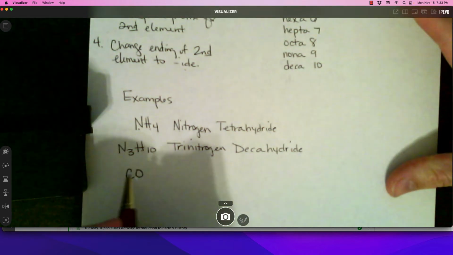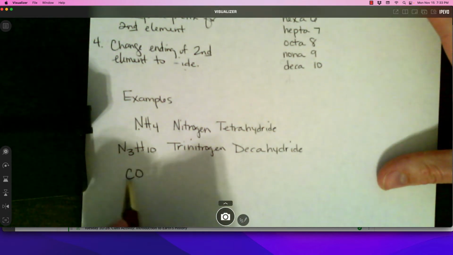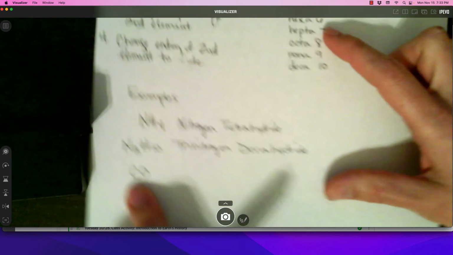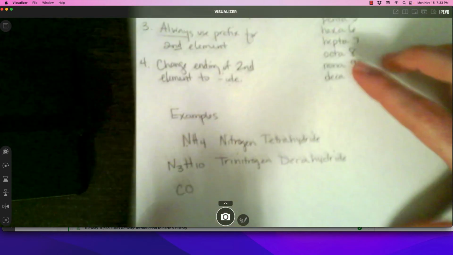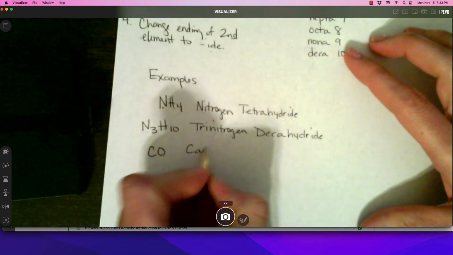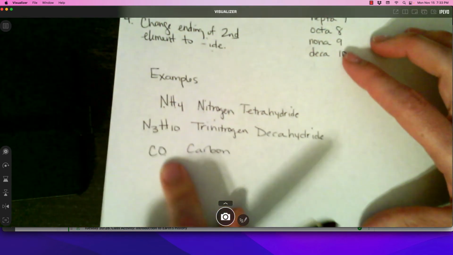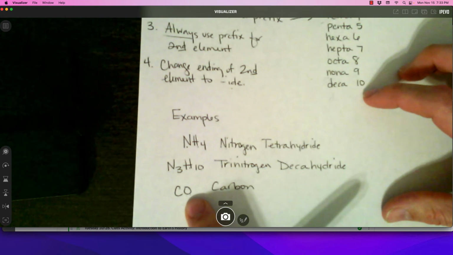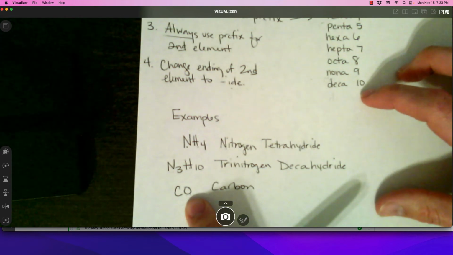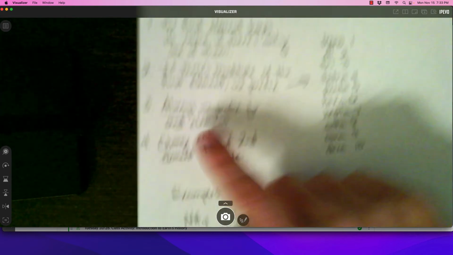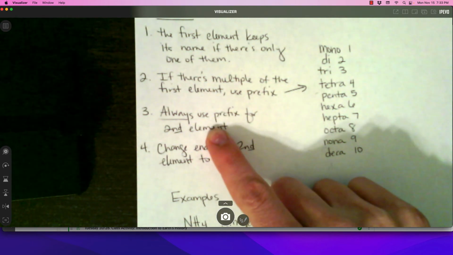Last one, carbon and oxygen. There's just one of each of them. So because there's only one of the first element, it gets to keep its name. So this is just carbon. And then there's only one of the second element. So because it's the second element, you always use a prefix.